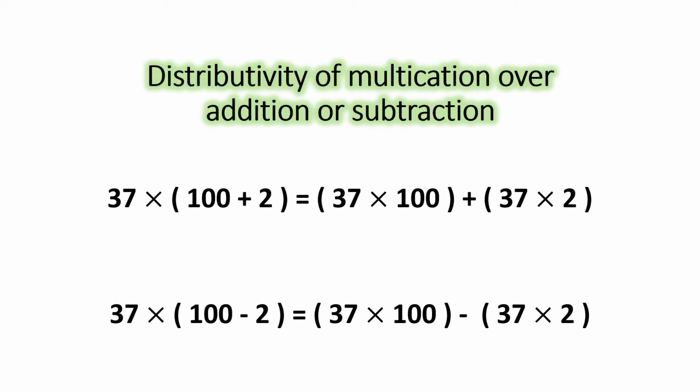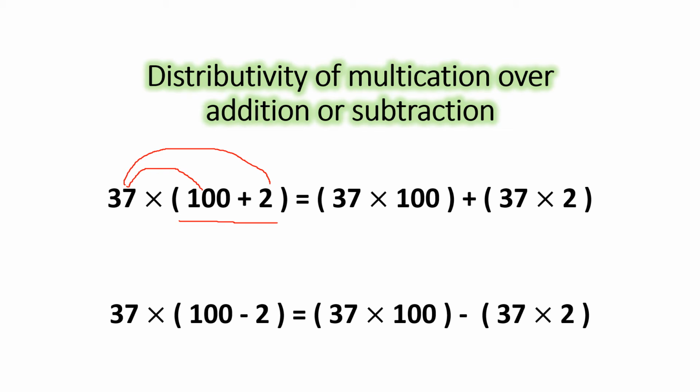Now coming to the next property, distributivity of multiplication over addition or subtraction. The third property is distributivity. Here we have 37 into 100 plus 2. Here we are doing addition inside, and the multiplication symbol is outside. This is multiplication over addition. We can write it as 37 into 100 plus 37 into 2. That means you have to multiply 37 by 100 and also multiply 37 by 2.